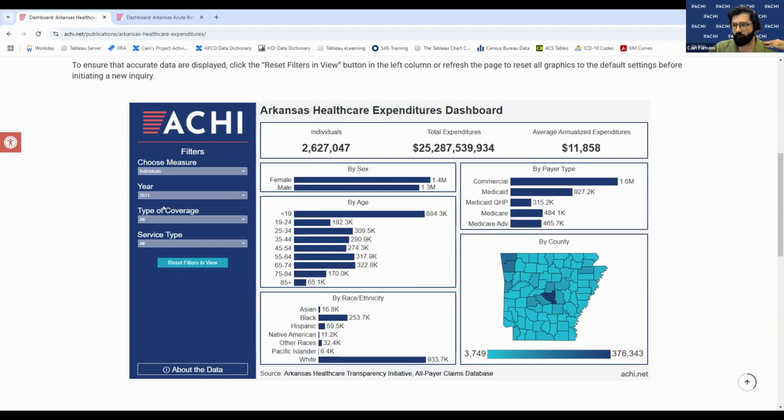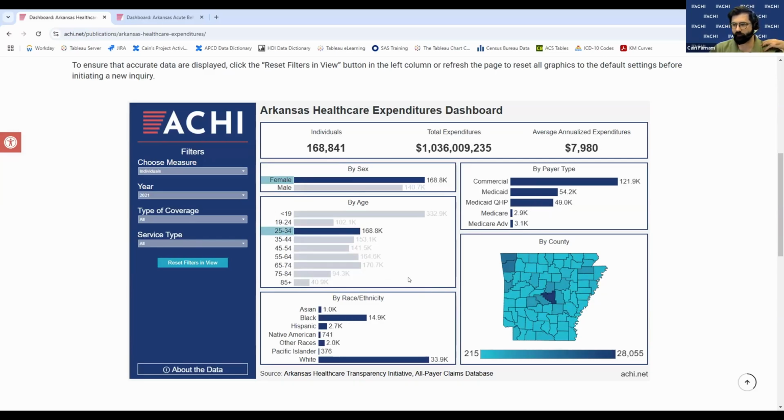But these filters on the left actually work in conjunction with these demographic graphs as well. For instance, if I wanted to know the total expenditures or average annualized expenditures for only the female population, I can select females within the dashboard, and you can see that the dashboard updates to reflect only those individuals that are female from their member enrollment records. We can narrow down even further. If I were interested in females that were 25 to 34, we can select that demographic as well.